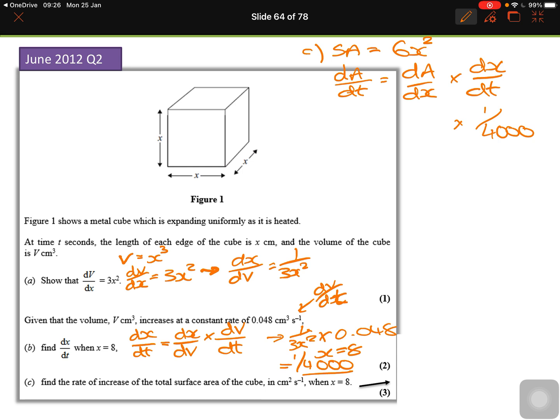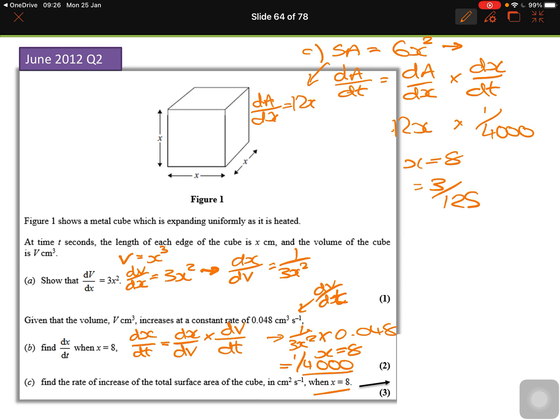dA/dx, I just have to differentiate this first one. So dA/dx is going to give me 12x. So I end up with 12x times 1/4000. At x equaling 8, I end up with 96/4000, which simplifies to 3/125. There's nothing massively difficult about this, guys, relating rates of change.